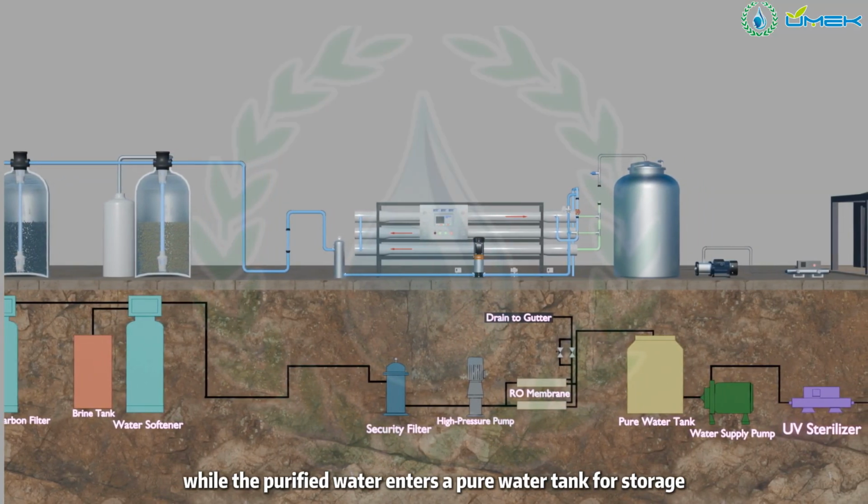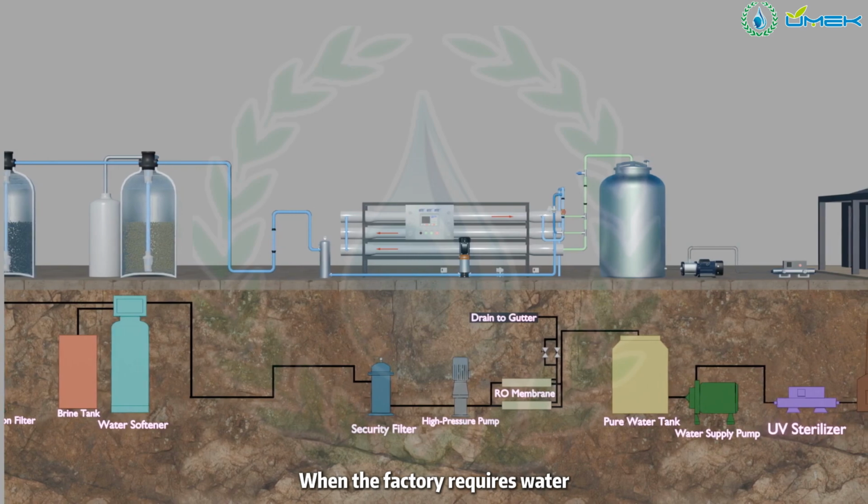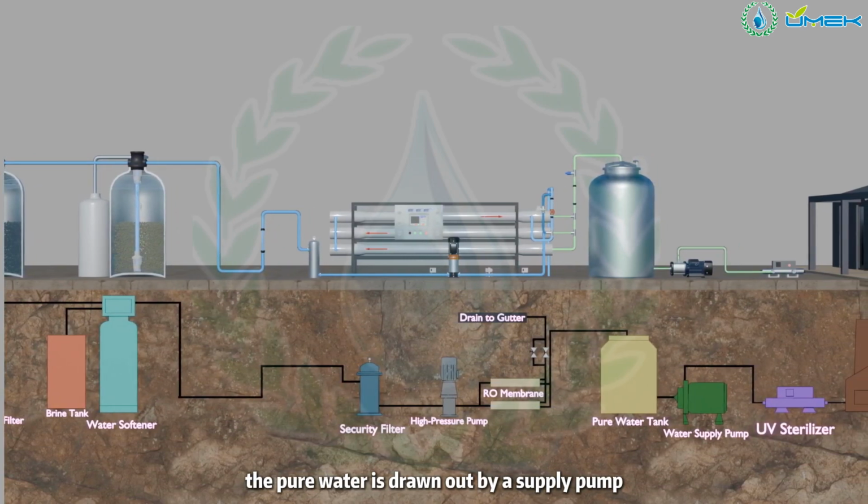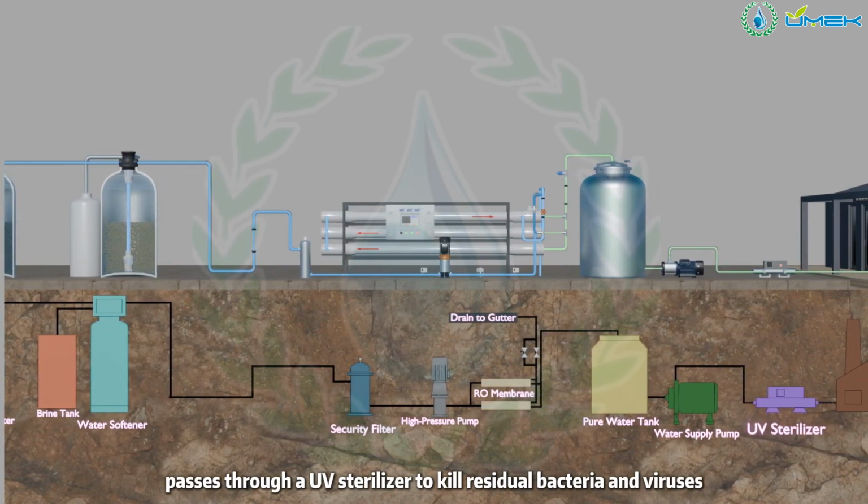water tank for storage. When the factory requires water, the pure water is drained out by a supply pump, passes through a UV sterilizer to kill residual bacteria and viruses, and is finally delivered to the production line for use.